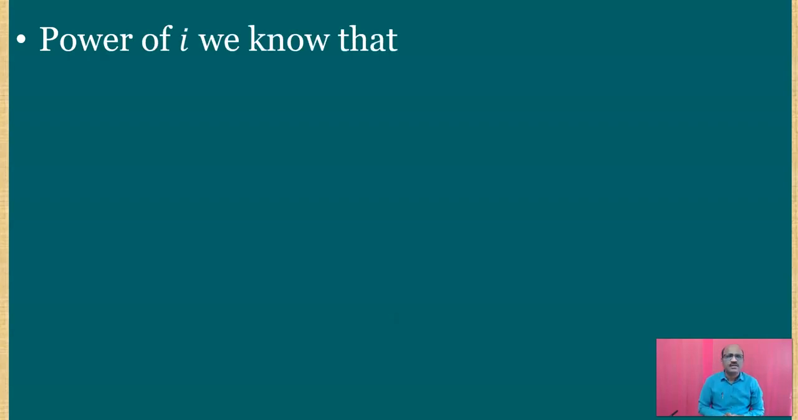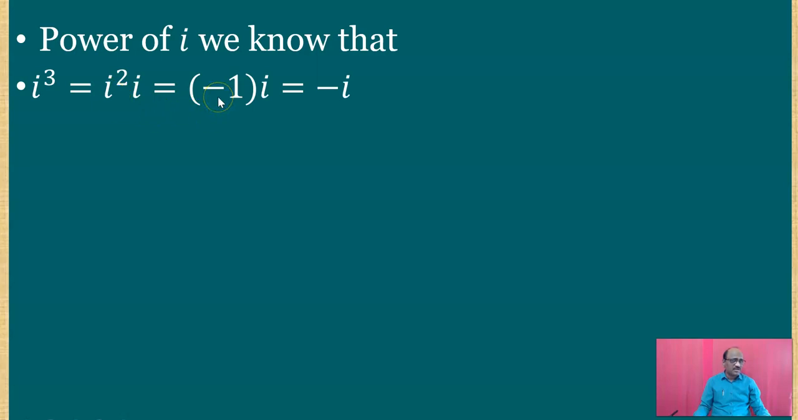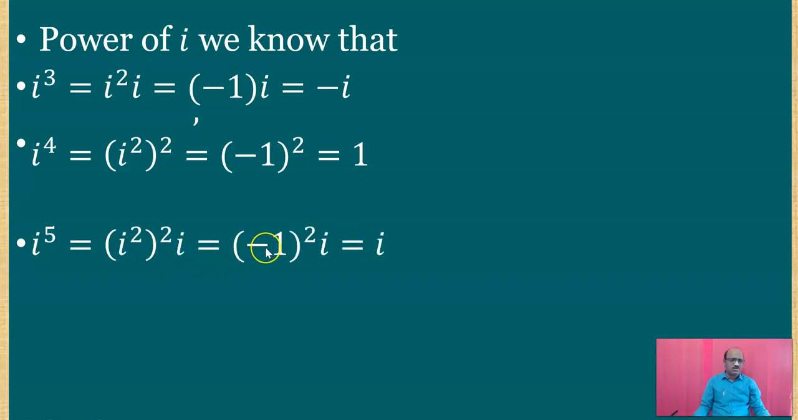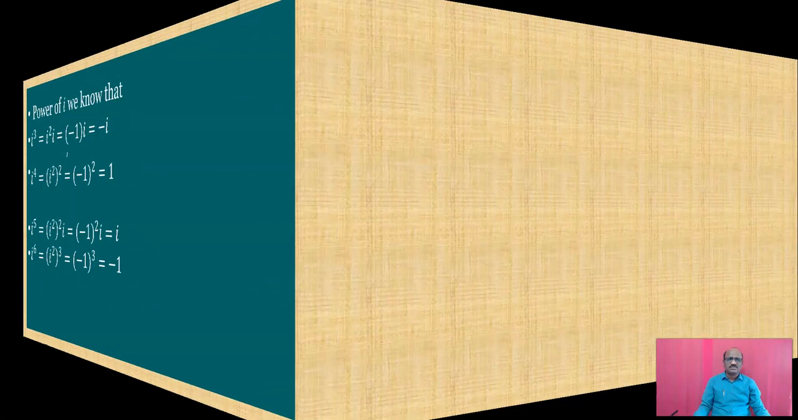Powers of i, we know that i cube is equal to i square into i, but i square is minus 1. Minus 1 into i, overall you will get minus i. Next is i raised to 4, means what? i square and bracket square. i square means minus 1, its square is 1. i raised to 5 is i square, bracket square, into i, and overall you will get 1 into i, that is i. i raised to 6 is i square bracket raised to 3, minus 1 bracket raised to 3 is minus 1.